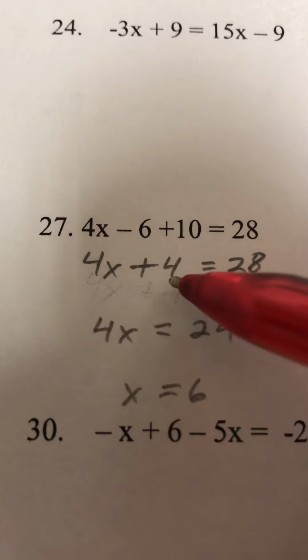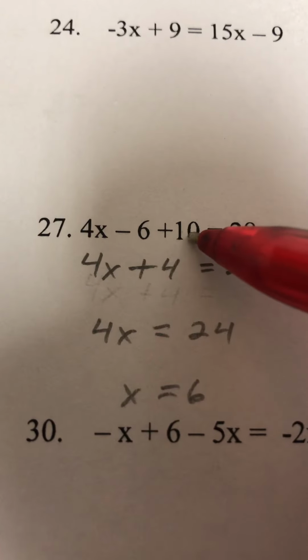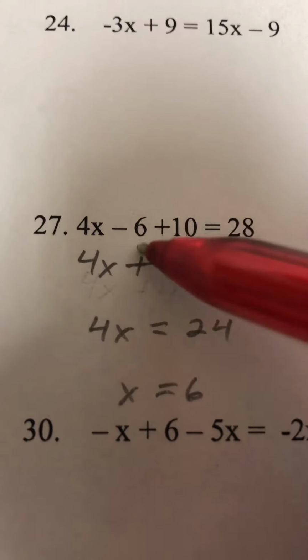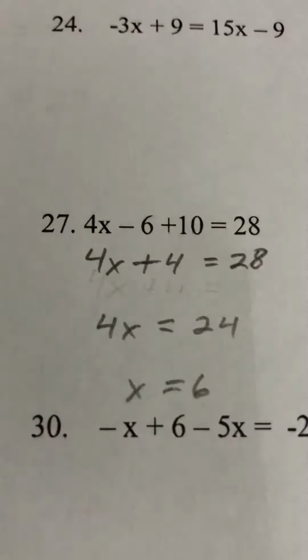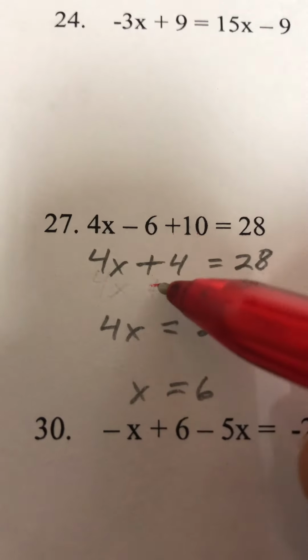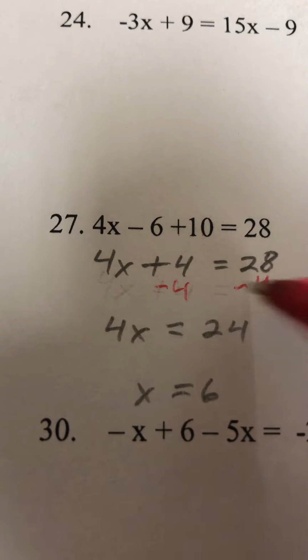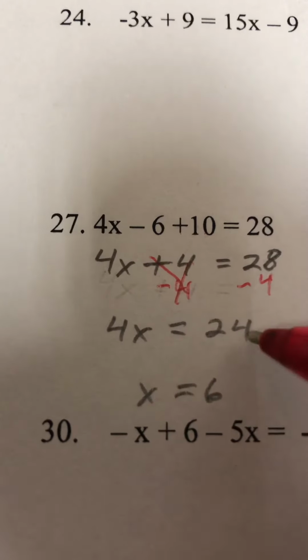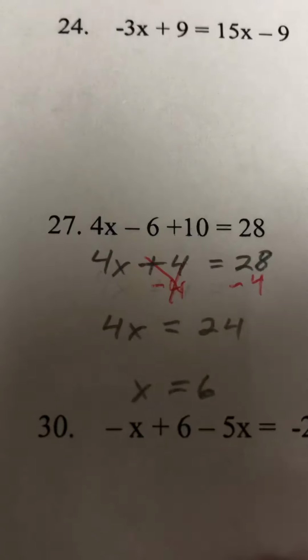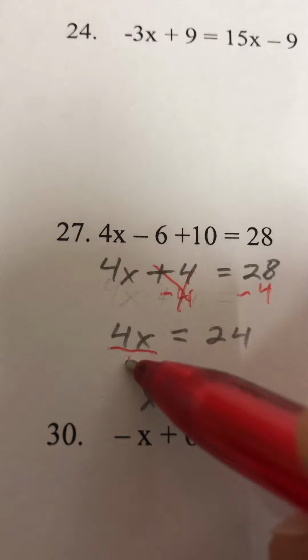I have plus 4. Because I had the 10 minus 6. I just combined like terms this first time around. And then I'm going to subtract 4 from both sides. 28 minus 4 is 24. I'm going to divide both sides by 4.